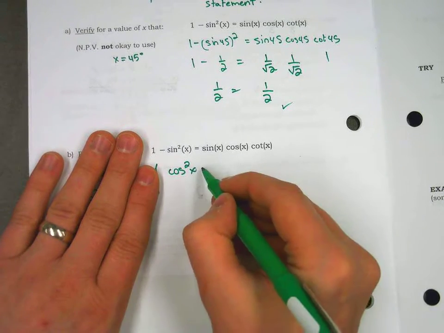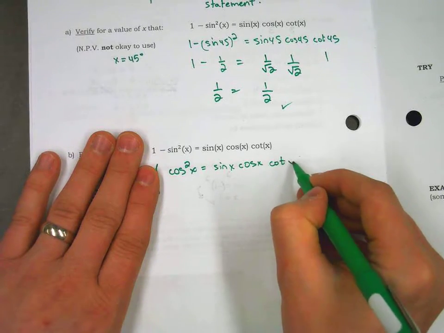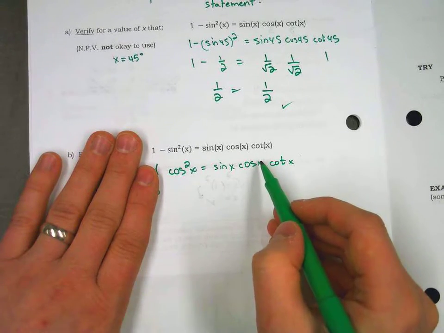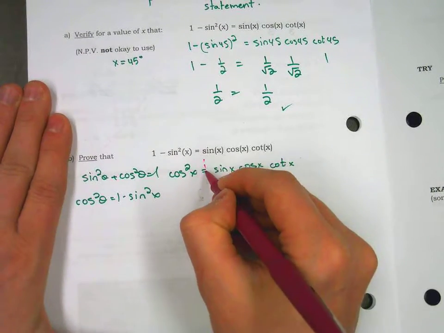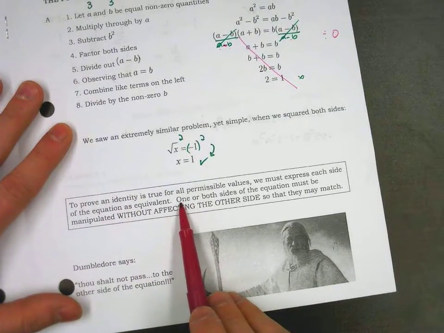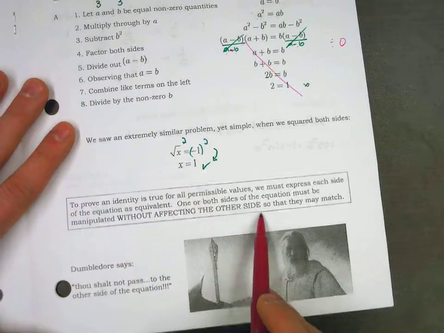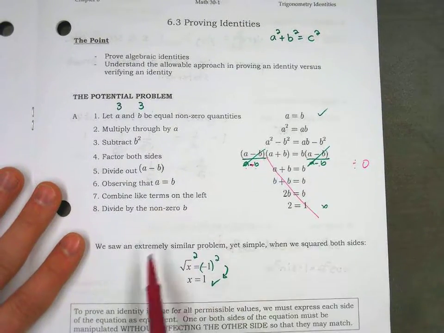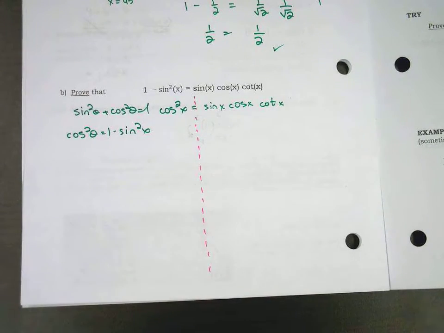Now, you might be thinking, I see a cos squared on one side, I see a cos on the other. Let's cross those off. Now, in fact, we're not going to be allowed to do that anymore in proving. We're going to have to draw a dotted line down the middle and say, I'm going to need to only work on one side at a time. One or both sides of the equation must be manipulated without affecting the other side. We run into these dangers when we divide both sides, or we square both sides, or we do something to both sides. So when we prove, we're going to draw a dotted line down the middle and say, can't cross.